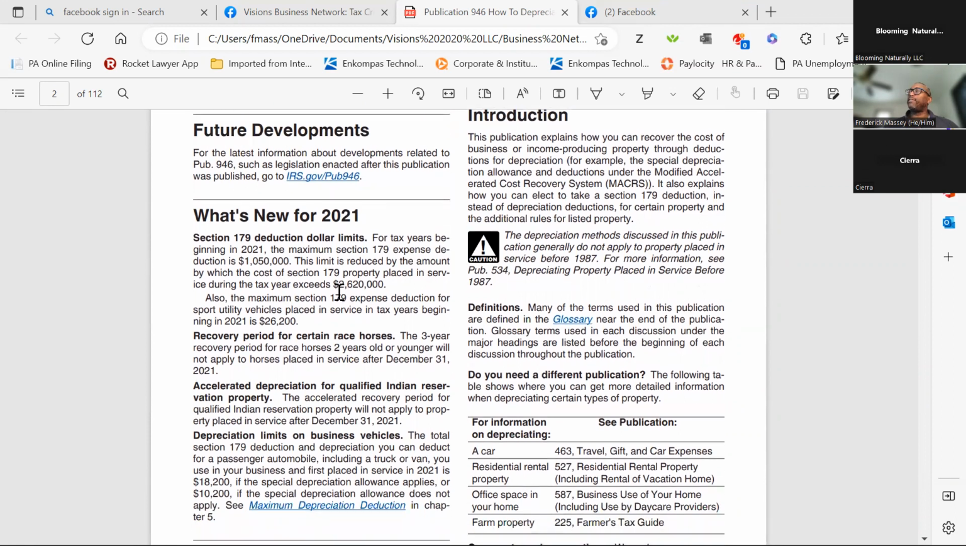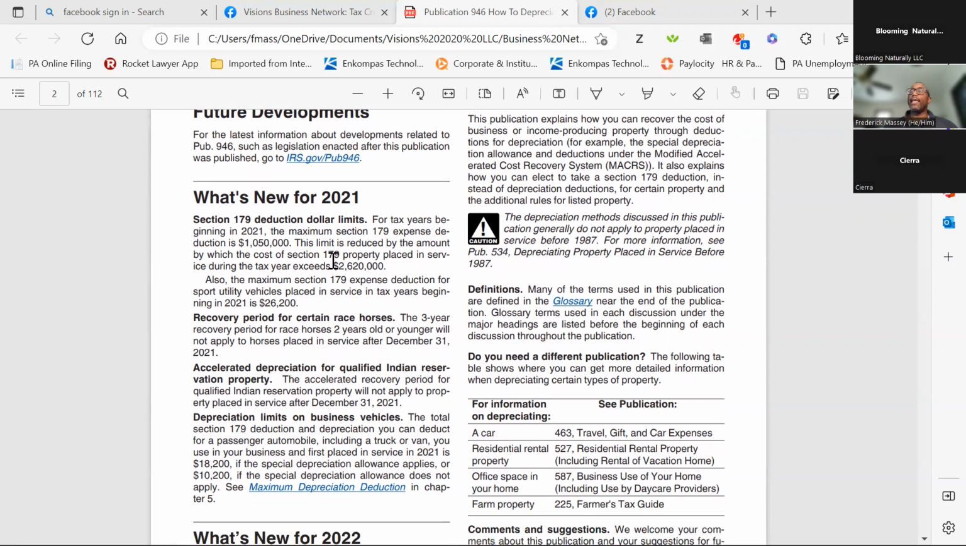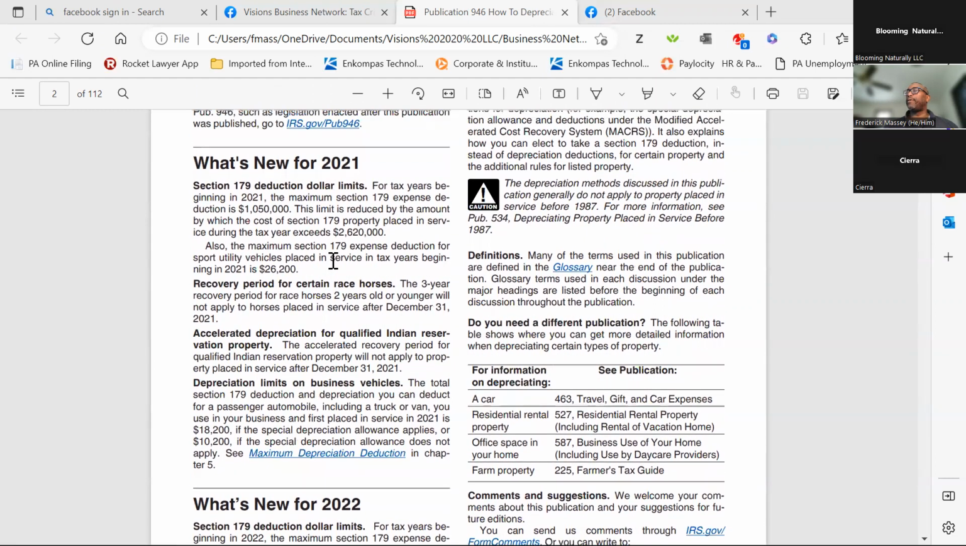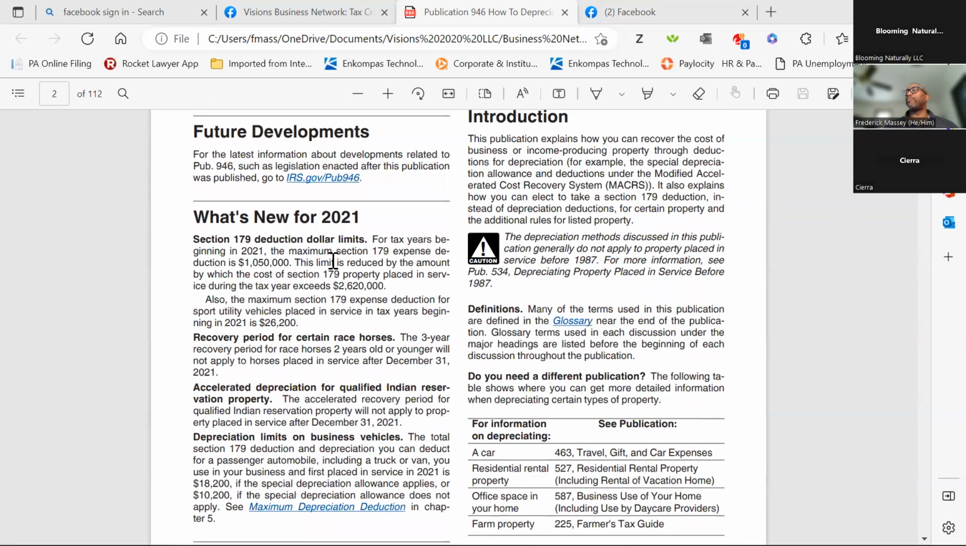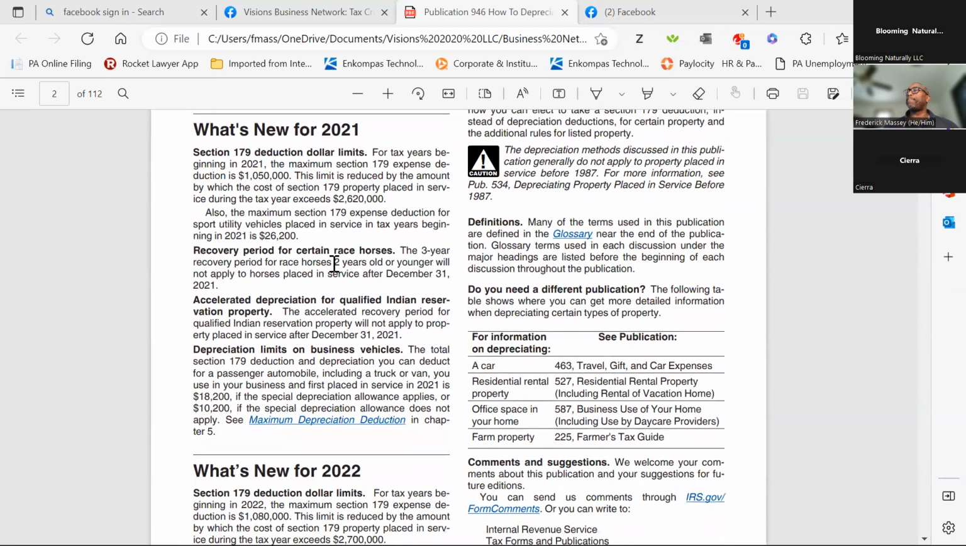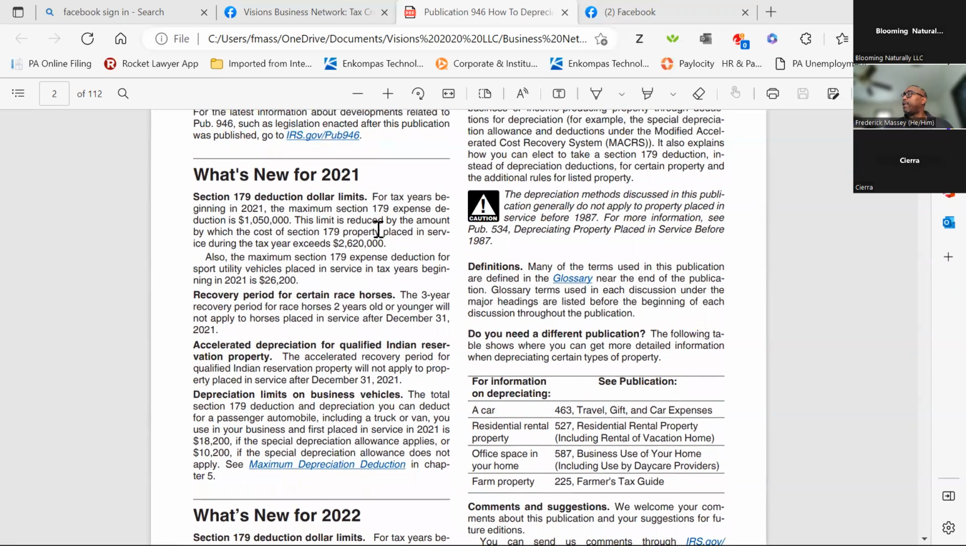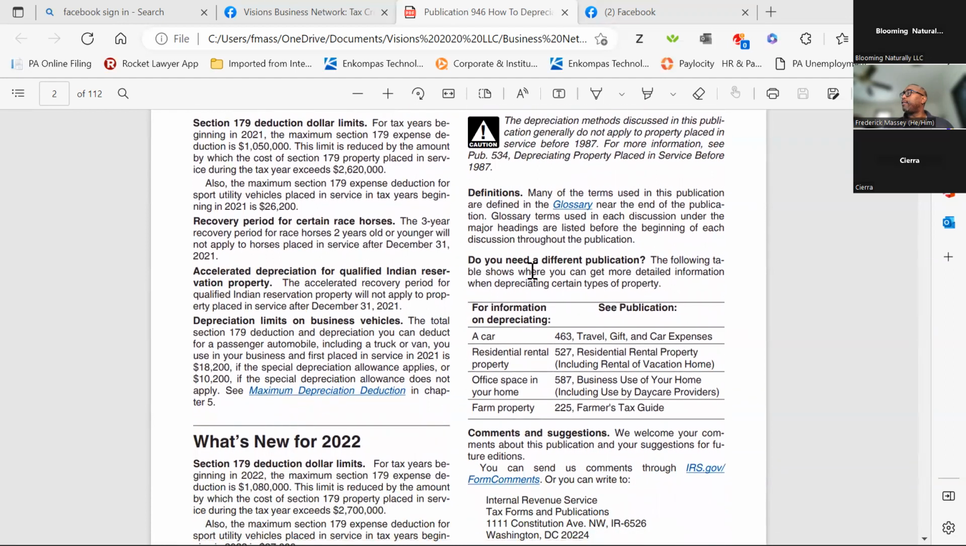And then the other thing, it limits the asset to no more than $2,620,000. So your asset can't be more than that to take advantage of this deduction. But if you fall outside these deduction limits, then that's when you can look at bonus depreciation, especially since it went from 20% up to 100%. So once again, I recommend you look at this if you're talking about purchasing a building for your business.